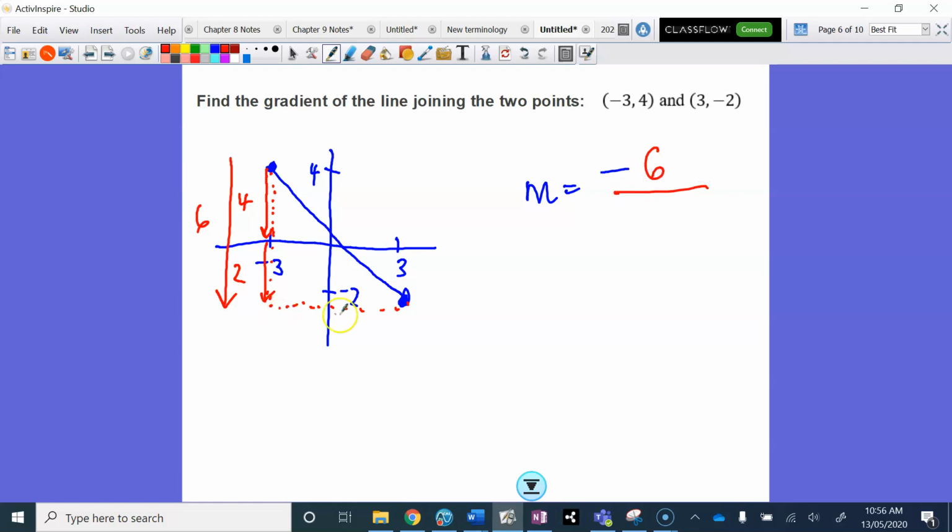And then in terms of horizontal distance, if I'm in line here with -3 on my x-axis, I need to move across 3 to get to 0, and then I need to move across another 3 to get over to where the point is. So I've travelled effectively 6 in the horizontal direction. So to simplify my gradient there, -1.